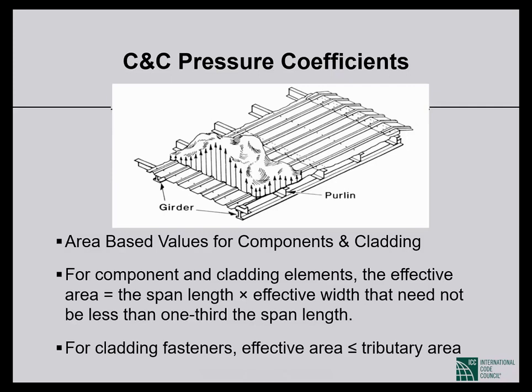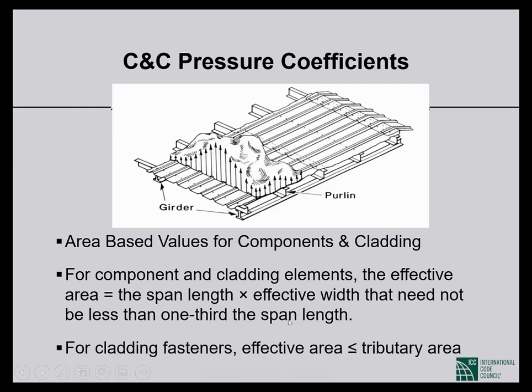Okay. Now, for components and cladding, ASCE 7 also gives us the pressure coefficients for design purposes. Those are area-based values. The pressure coefficient that ASCE 7 gives us depends on what is called the effective area. Effective area is like tributary area, but it is not the same. Effective area is span length times an effective width that need not be less than 1/3 the span length.